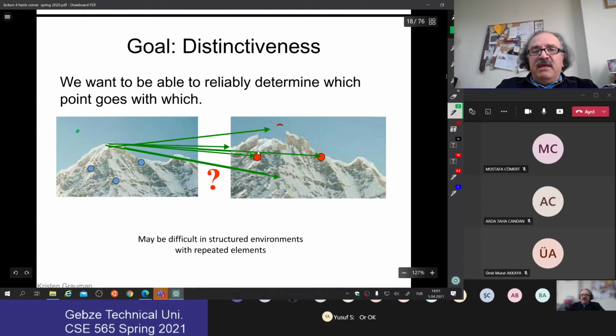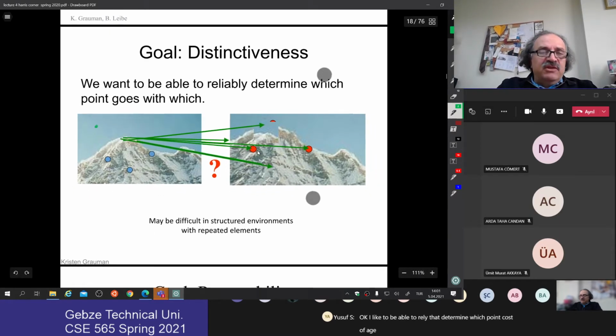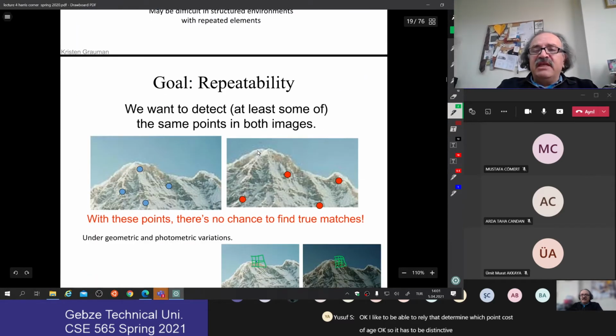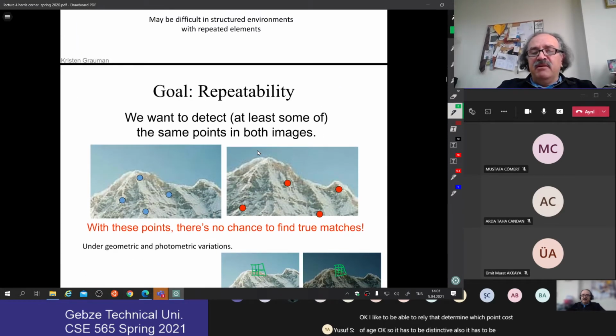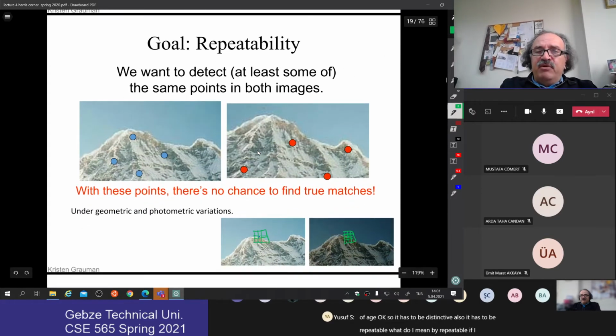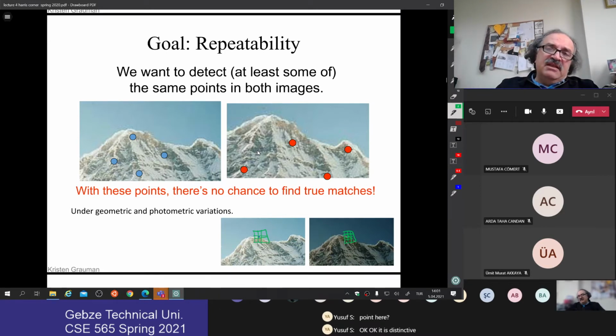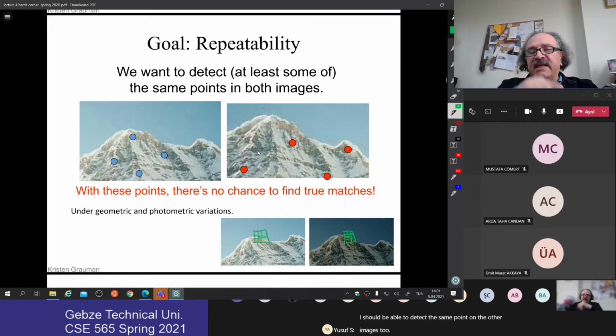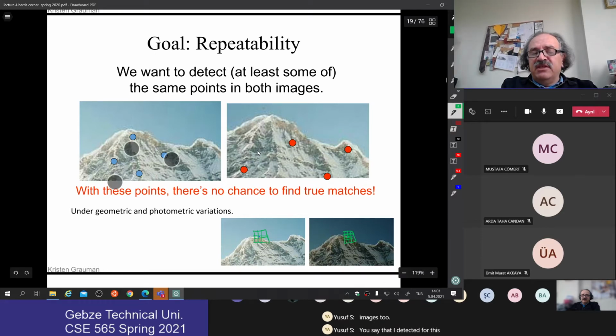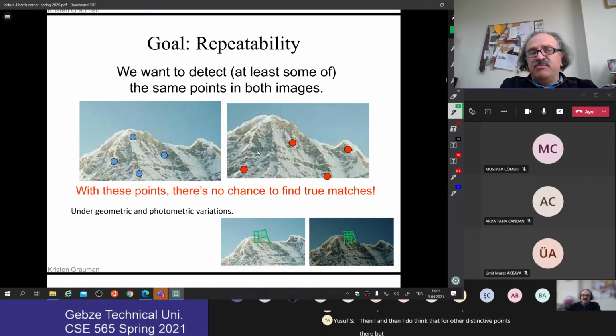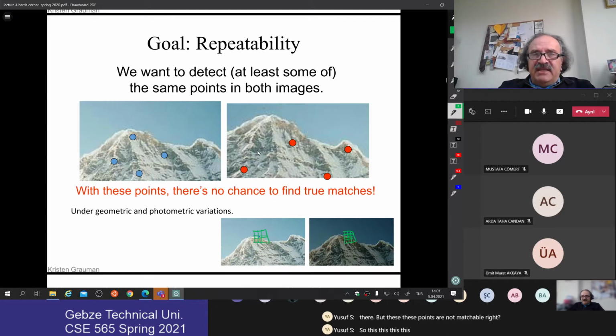I would like to be able to reliably determine which point goes to which. So it has to be distinctive. Also, it has to be repeatable. What do I mean by repeatable? If I detected a point here, it is distinctive, I detected it, I should be able to detect the same point on the other images too. You will say that I detected 4 distinctive points here, and then I detected 4 other distinctive points there, but these points are not matchable, right? So this method of mine is not repeatable.